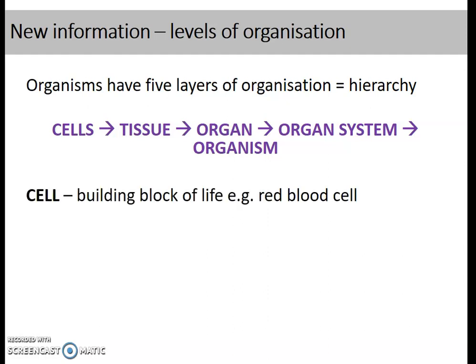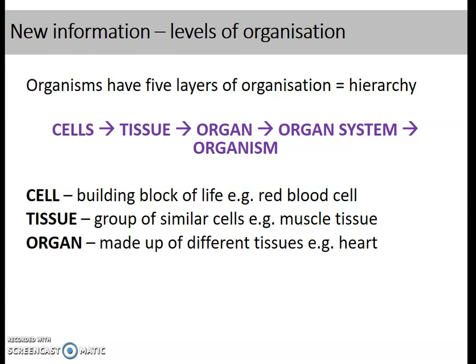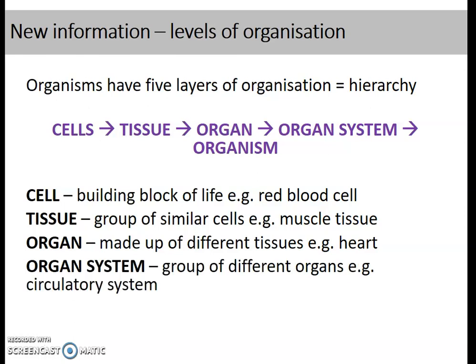So a cell is the building block of life. So for example, you've got your red blood cell, you've got your muscle cells, you've got different types of cells in your body. They will group together in similar cells to make a tissue. So muscle cells will group together to make a muscle tissue and so on with other further examples. An organ is made up of different tissues, so the heart, that is made up of, you've got your muscle tissue in there as well, you've got your red blood cells as well in there, you've got different types of tissue making that up.